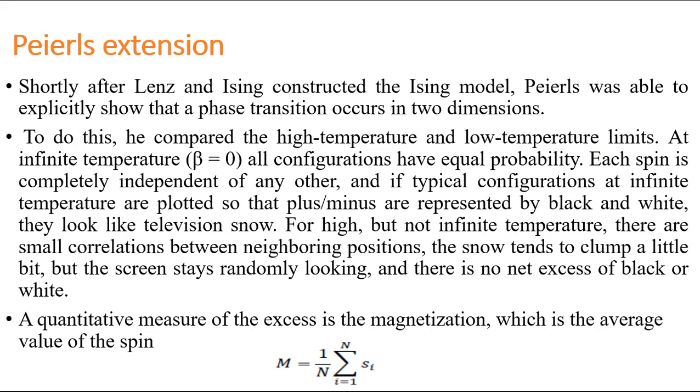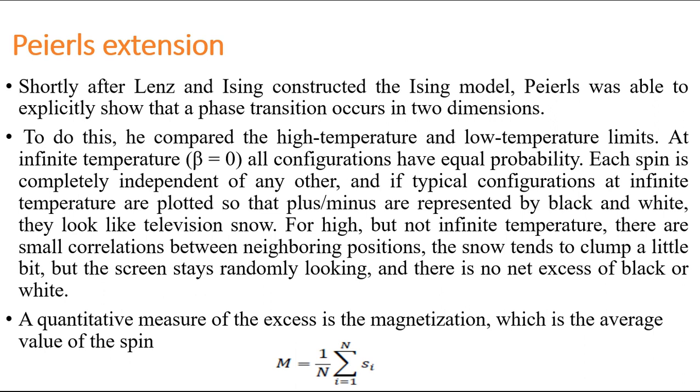Peierls' extension: shortly after Lenz and Ising's construction of the Ising model, Peierls was able to explicitly show that a phase transition can occur in 2 dimensions. To do this, he compared the high temperature and low temperature limits. He divides his model into 2 limits.